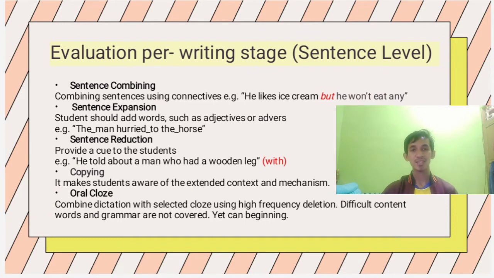Sentence combining is a sentence that uses connector words like and, or, but, and etc. For example, I like ice cream and I want it's any. The word and combines the 2 sentences into 1 sentence: I like ice cream and I want it's any.